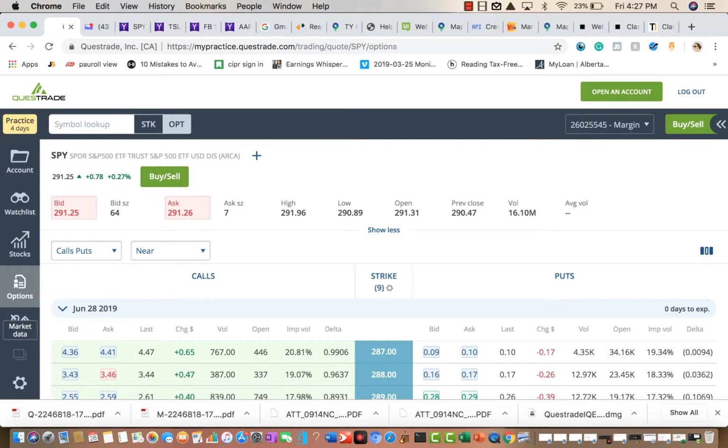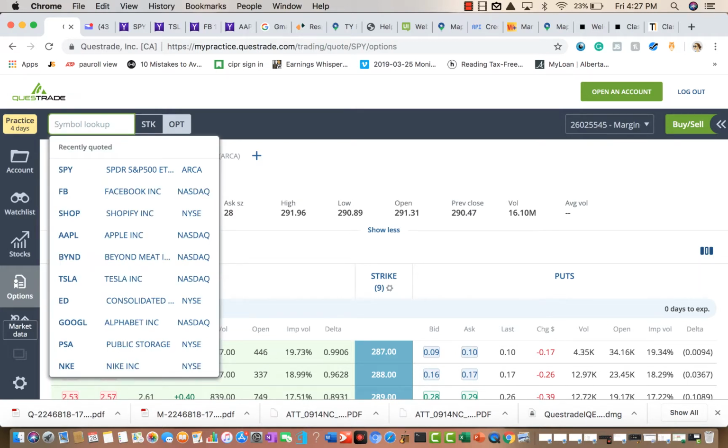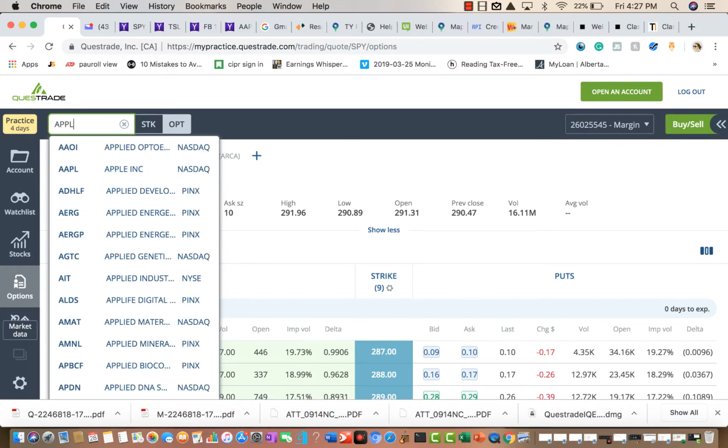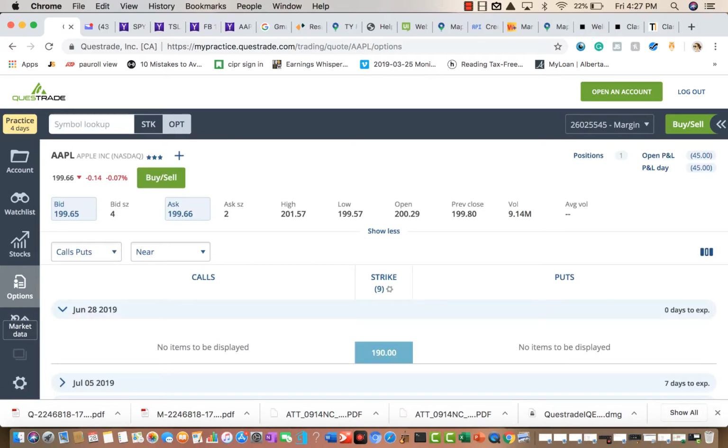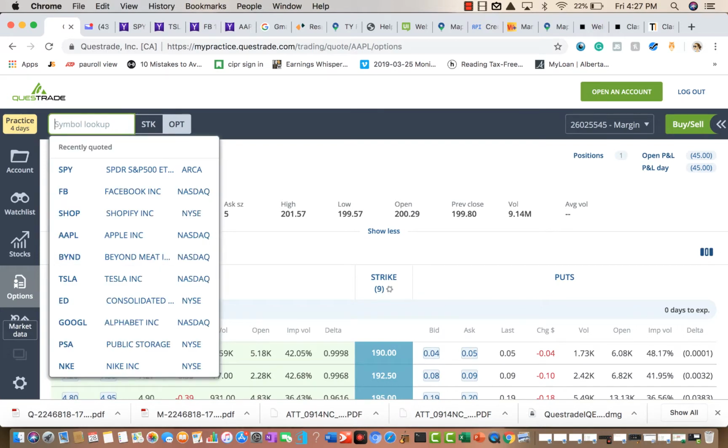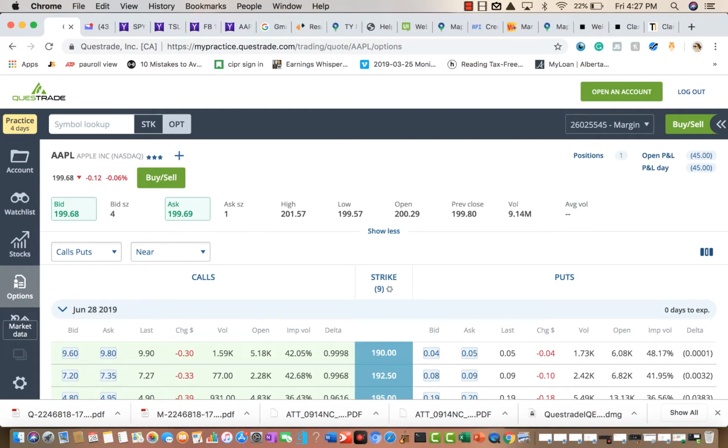Okay, so why don't we actually go ahead and place a trade. I'm gonna show you guys how I would actually place a trade. Let's use Apple as an example, just because I like Apple. So we're gonna put in the ticker symbol here for Apple. It's AAPL, and you want to make sure it's under option, because you have two different choices to choose from. STK stands for stock, and OPT means option. So you want it on option.